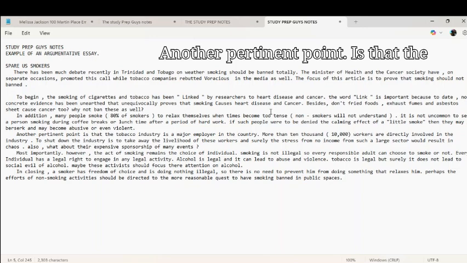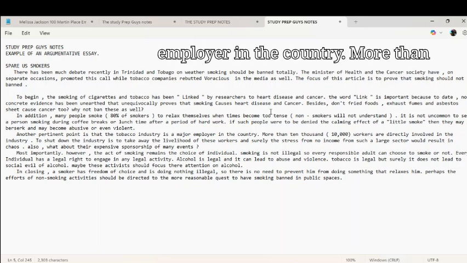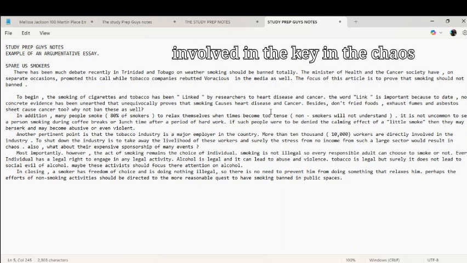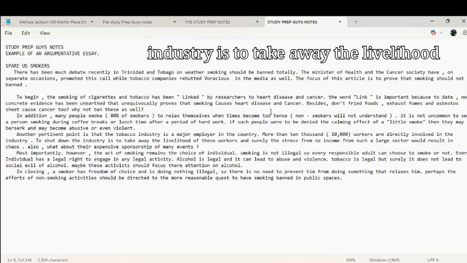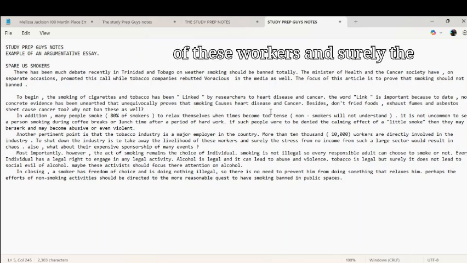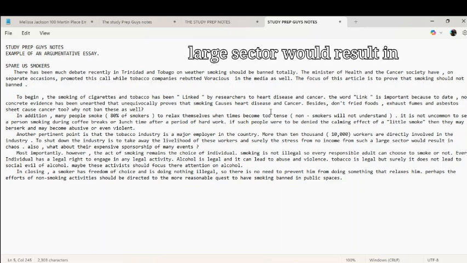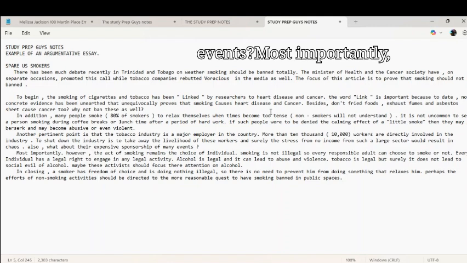Another pertinent point is that the tobacco industry is a major employer in the country. More than 10,000 workers are directly involved in the industry. To shut down the industry is to take away the livelihood of these workers, and surely the stress from no income from such a large sector would result in chaos. Also, what about their expensive sponsorships of many events?